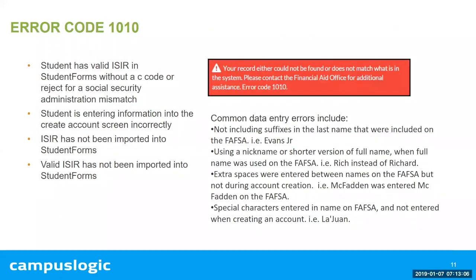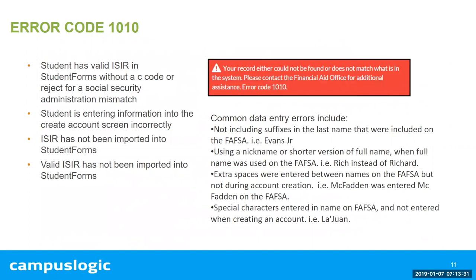Error code 1010, our most common error code. This is when a student is entering information incorrectly or a valid ICER has not been imported into Student Forms. Common data entry errors could be a student using a nickname instead of their full name, so they're using Mike instead of Michael, or Rich instead of Richard.